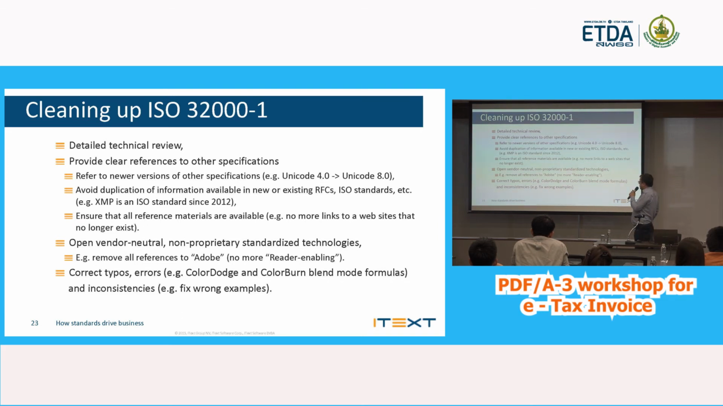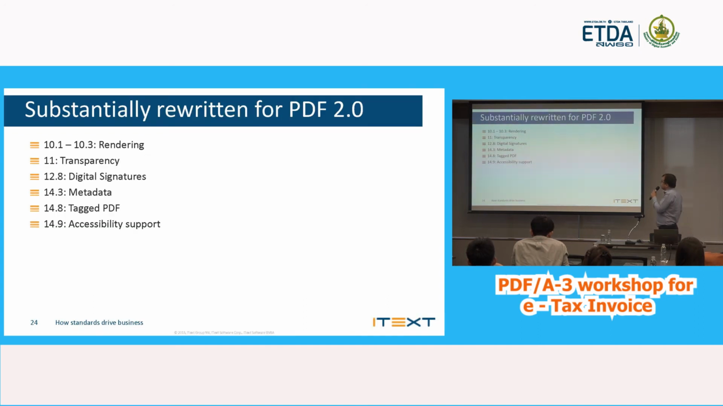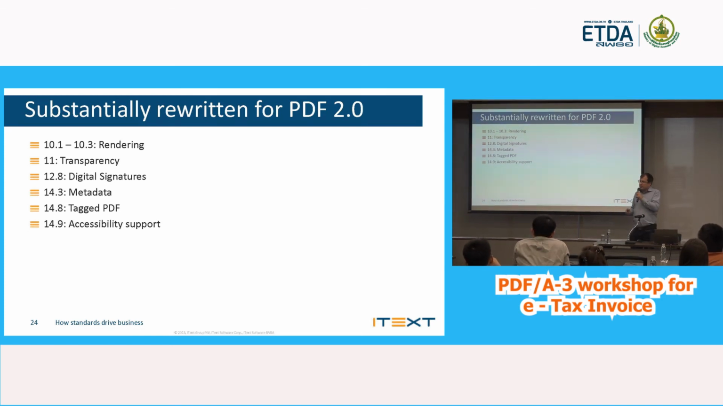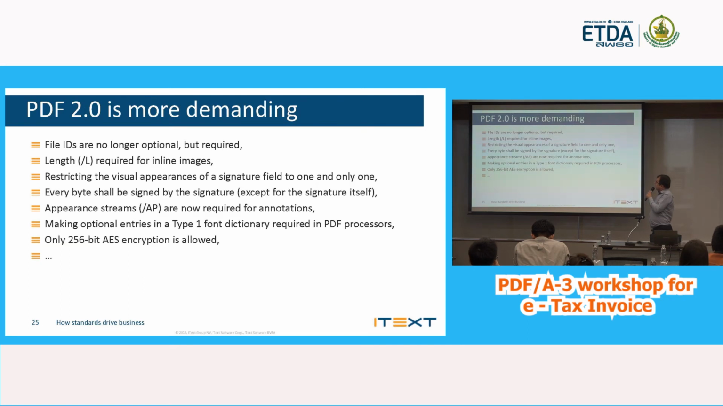And then we fixed typos, errors, and inconsistencies. Now, some parts were substantially rewritten. For instance, I was responsible for the introduction of 12.8 about digital signatures, but we also noticed that for the tagged PDF that I talked about in PDF UA, different vendors had a different interpretation of how the tagging was done. And this was because the specification wasn't always that clear. So the chapters about tagged PDF and accessibility support were completely rewritten. So with PDF 2.0, there's a lot less ambiguity. And yeah, PDF 2.0 is more demanding.